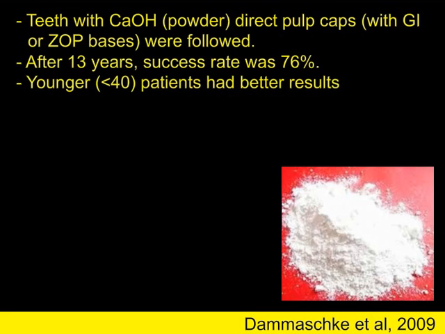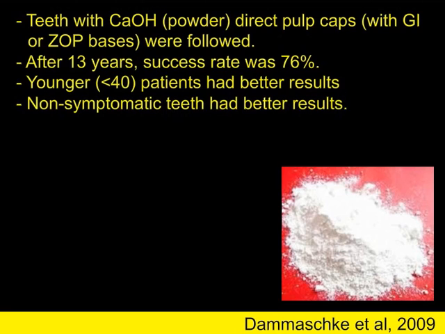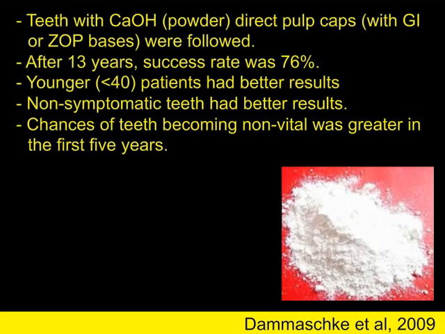Younger patients, under the age of 40, had better results, and again, non-symptomatic teeth had better results. Finally, chances of teeth becoming non-vital was greater in the first 5 years. So if a pulp can make it past the first 5 years, it might be out of the woods. In the next video, we will explore calcium hydroxide and some other options for pulp capping.